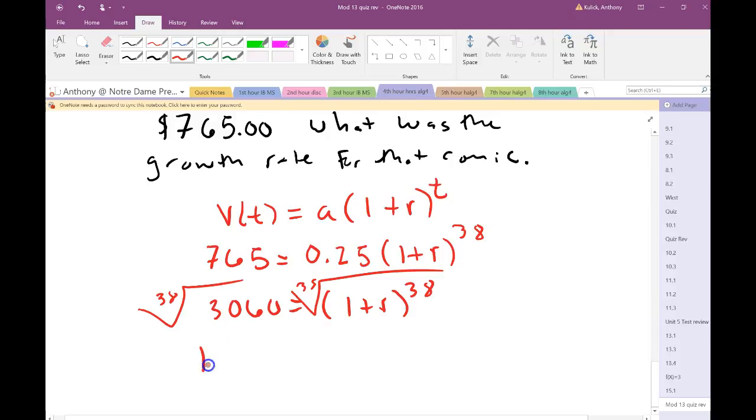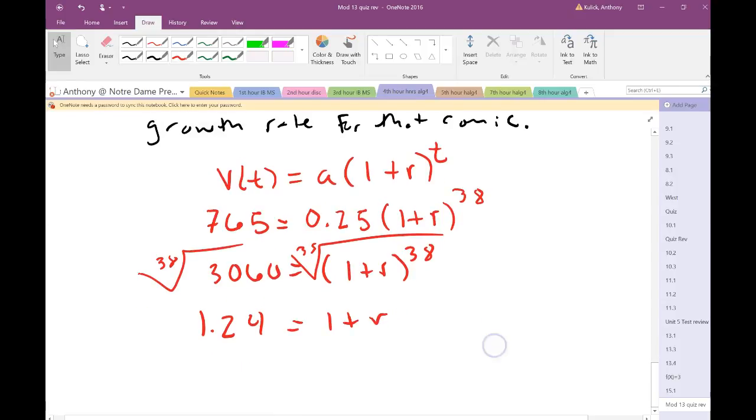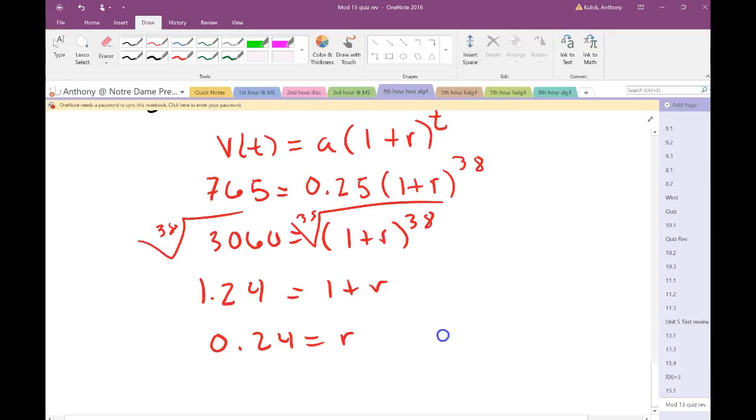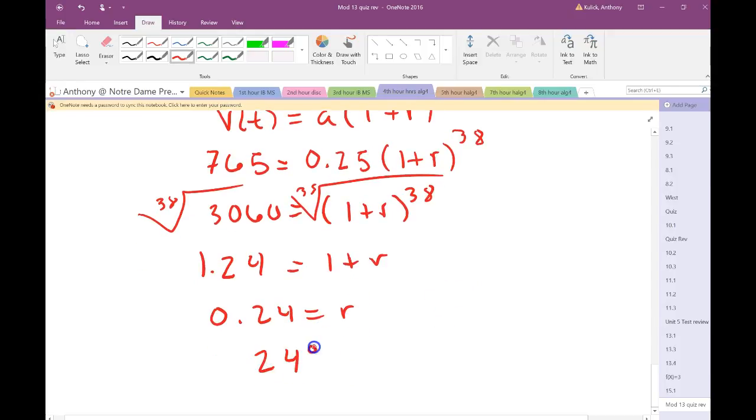When I do that, I get 1.24, let's call it. And then if I subtract 1 from both sides, I get 0.24 or 24% per year. Okay?